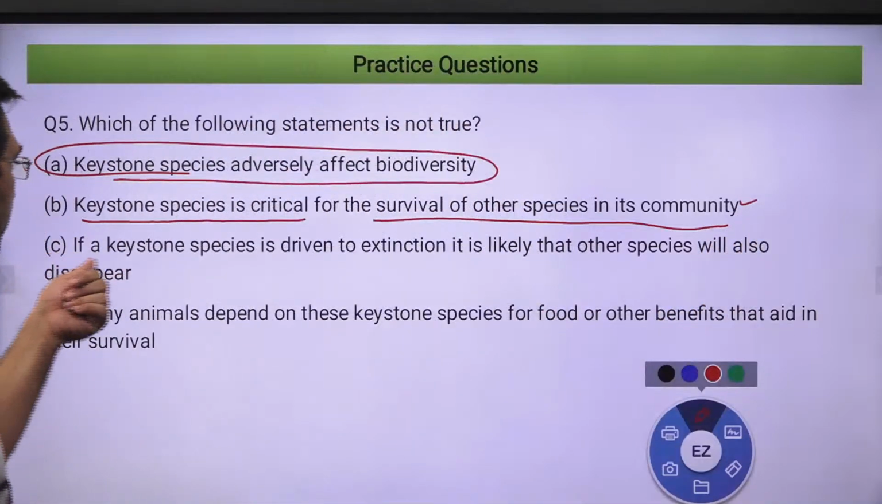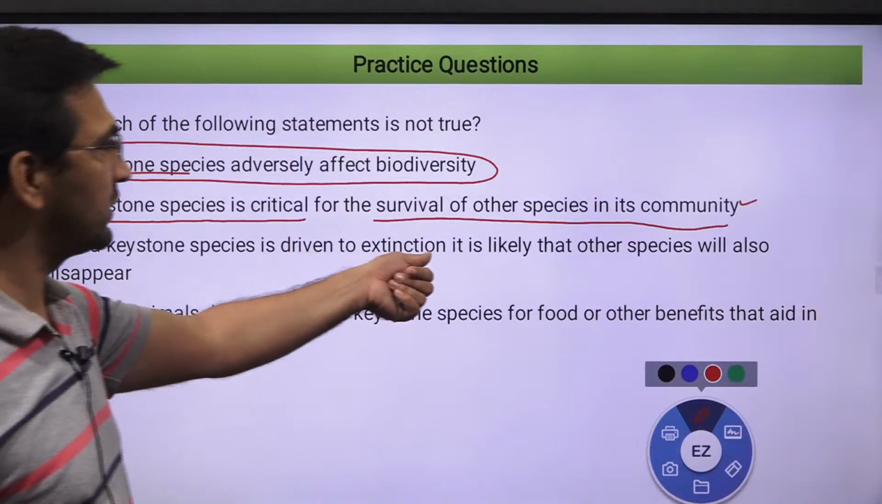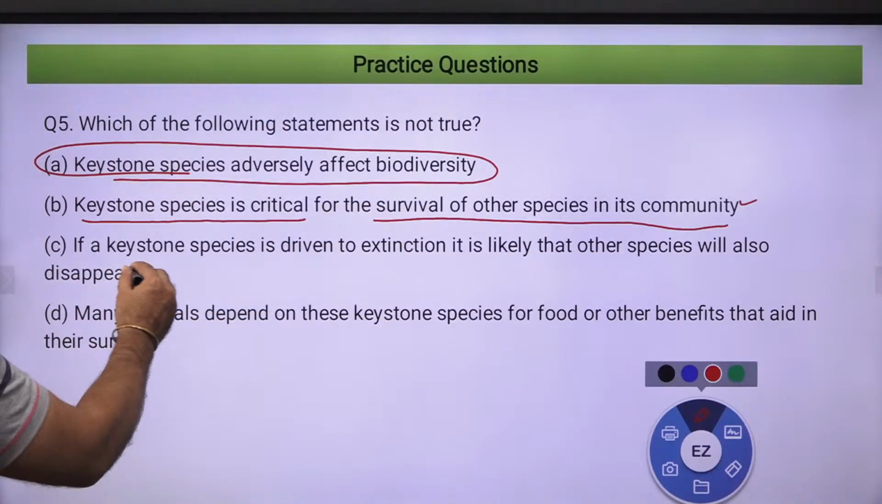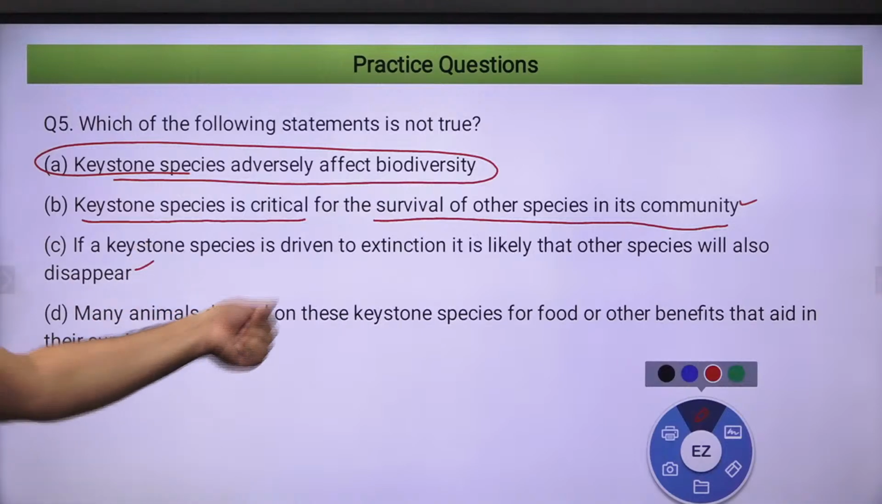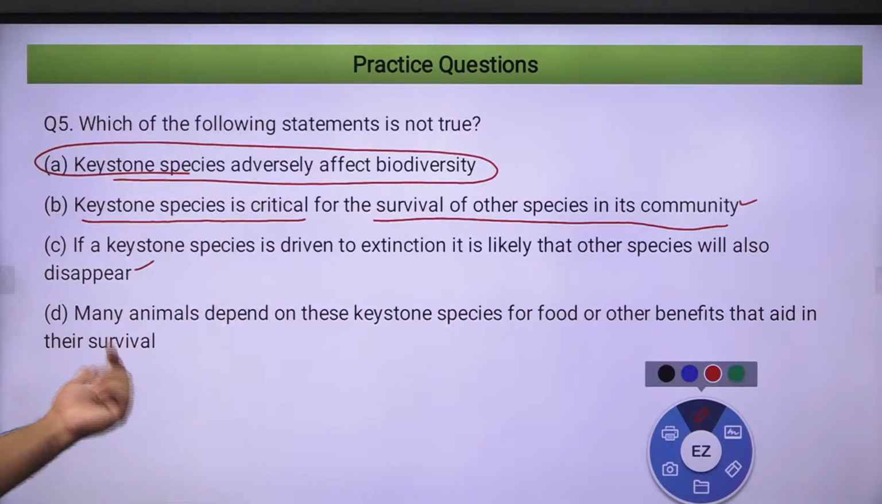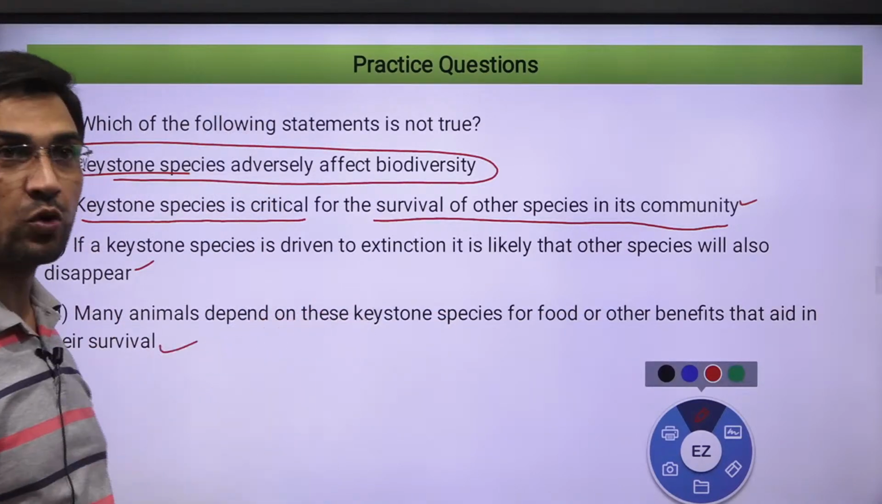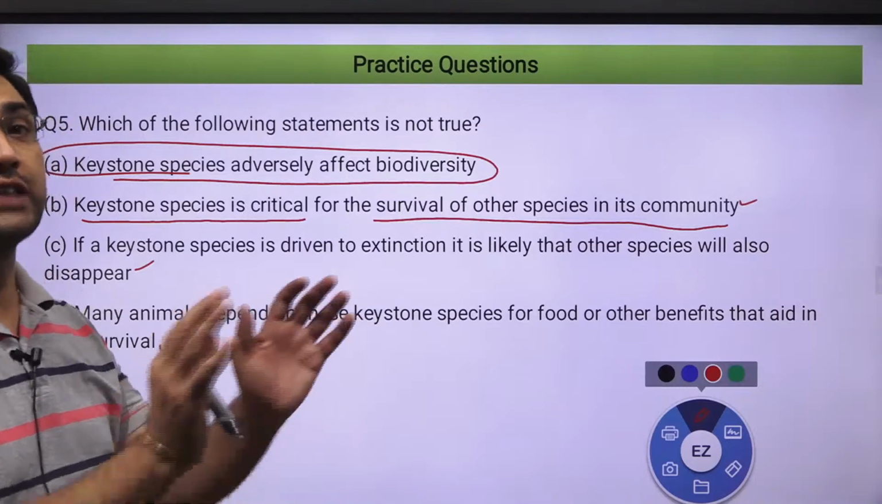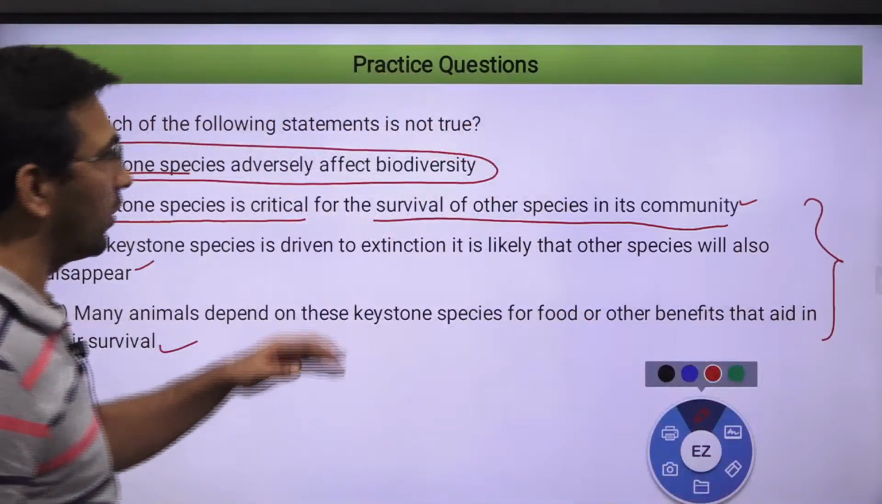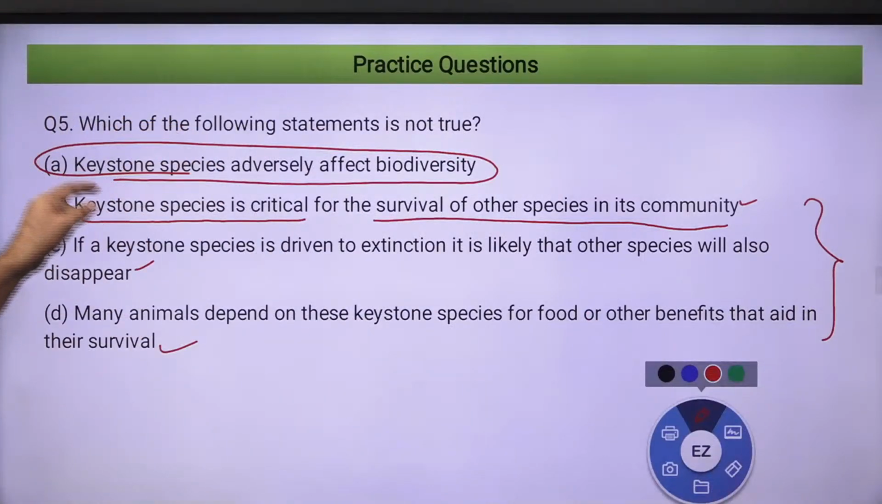Let's see this one. If a keystone species is driven to extinction, it is likely that other species will also disappear. ये और ये same ही है. Whatever I said. Many animals depend upon these keystone species for food and other benefits that aid in their survival. So मुझे लग रहा है तीनों statements more or less give the overall same meaning. अब आते हैं इसमें जिसमें confusion हो सकता है when you have not gone through them, क्योंकि first देखोगे ना आप, keystone species adversely affect biodiversity.